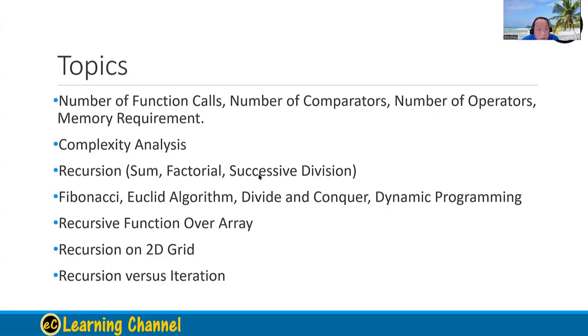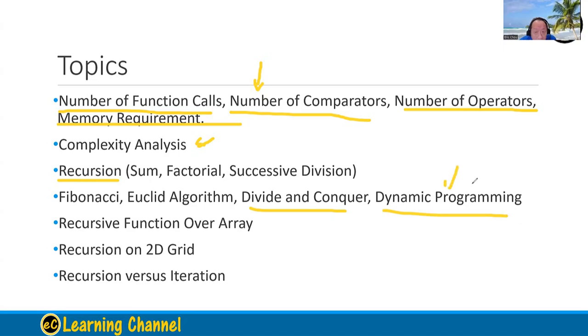Okay, so our main topics are the number of function calls, number of comparators, number of operators, or memory requirement. These are things that people always test on, and complexity analysis. And then you need to understand how recursion is done. And then divide and conquer, dynamic programming. This one may not be tested, this one yes. And Euclidean algorithm, yes, sometimes you test it, Fibonacci. Okay, and a few different topics.